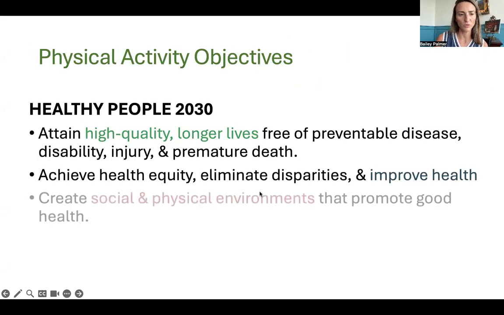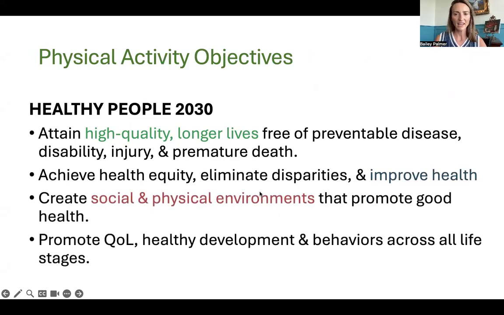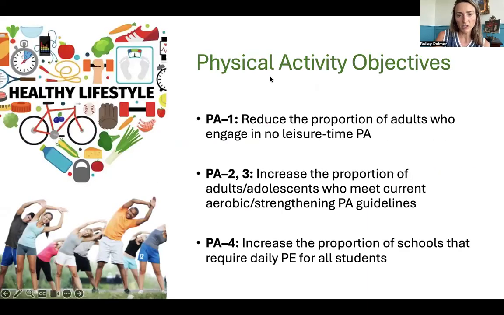Healthy People 2030 is another program that just focuses on attaining high quality, long lives, free of preventable diseases and injury, illness, all the things that help to reduce premature death. And so they work with promoting quality of life through all the different ways, and they have lots of different objectives. And so here's some objectives that they have.